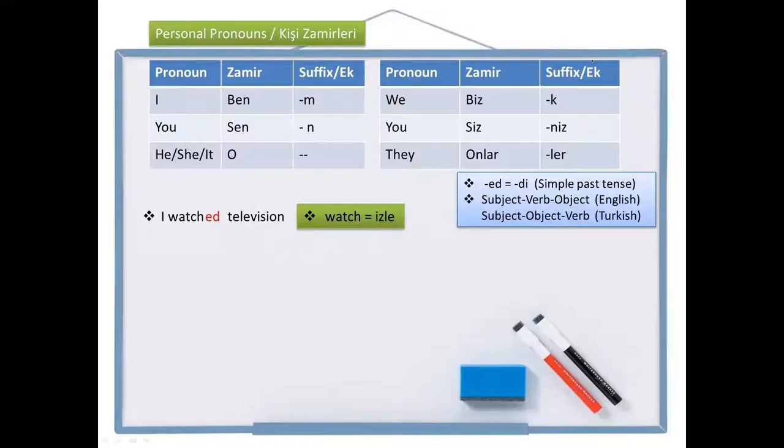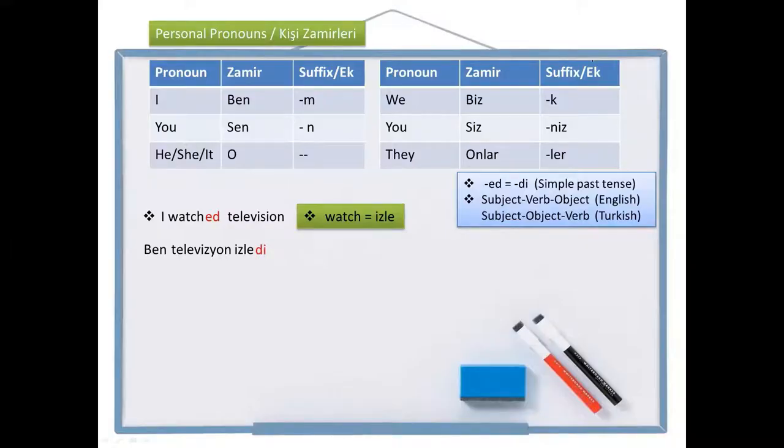All right, now let's try to write this simple English sentence in Turkish. I, the personal pronoun I, is ben. And I'm going to write the object because the verb is going to be always at the end. So television, which is televizyon in Turkish. And I need to write the verb watch, which is izle. And I need to make it in the past tense form, which is the suffix d. I need to put the suffix d here.